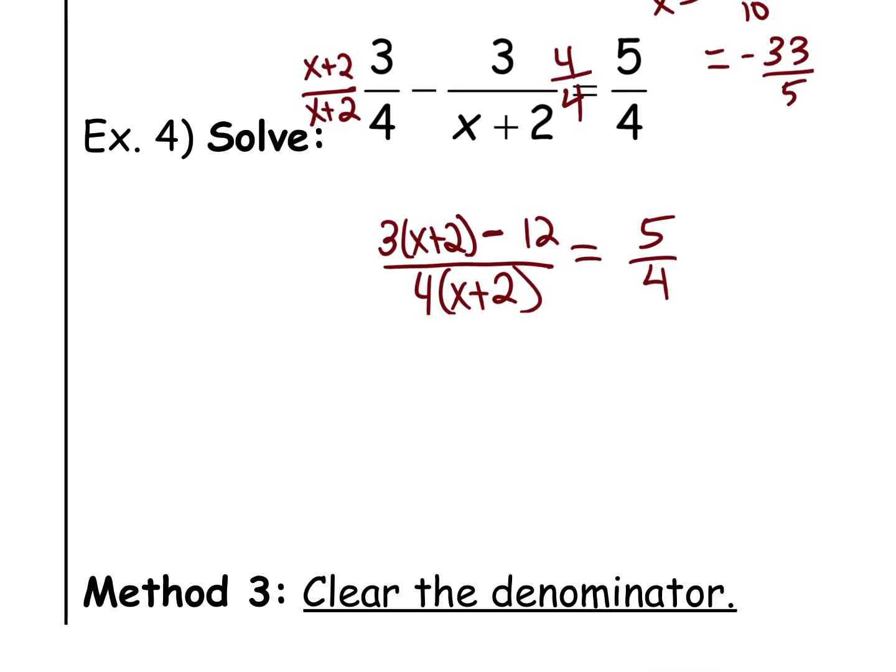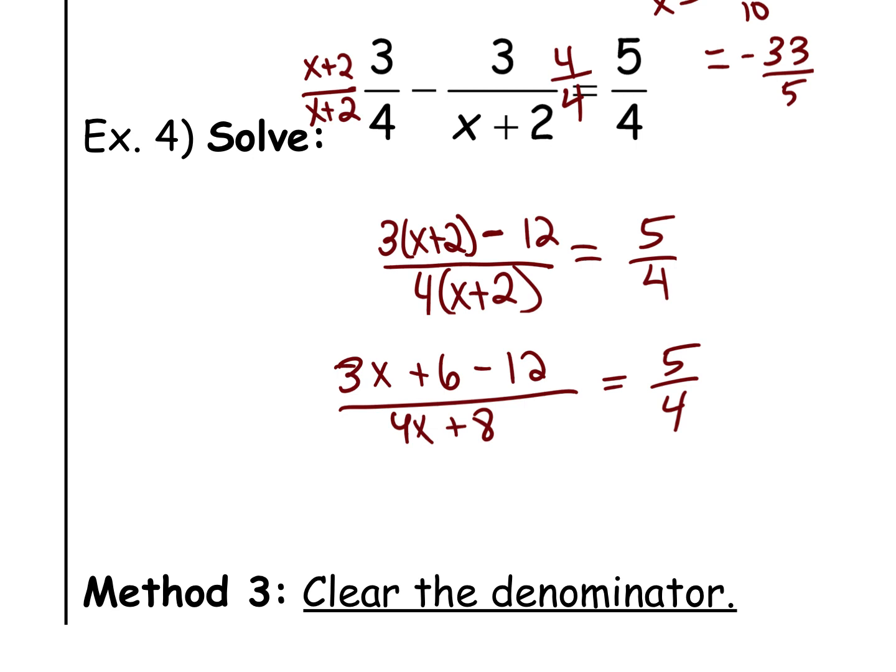We okay with that? So then if you move on, we got what? (3x + 6 − 12) over (4x + 8) equals 5/4. And I'm kind of showing every single step. I probably would have skipped forward a little bit. We got (3x − 6) over (4x + 8) equals 5 over 4. Now we're ready to cross multiply, right? We got a fraction equal to a fraction.